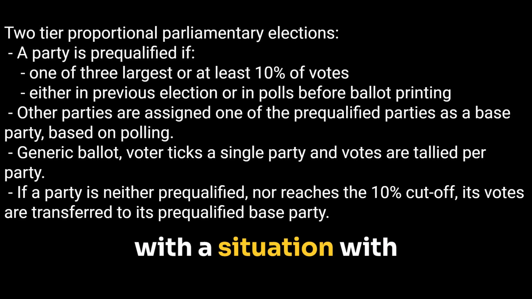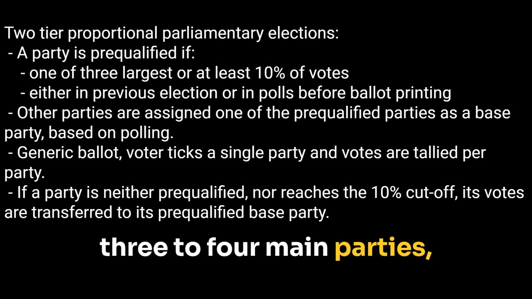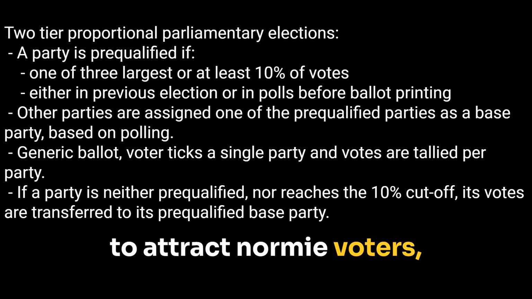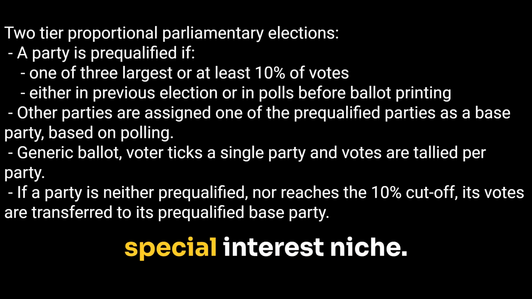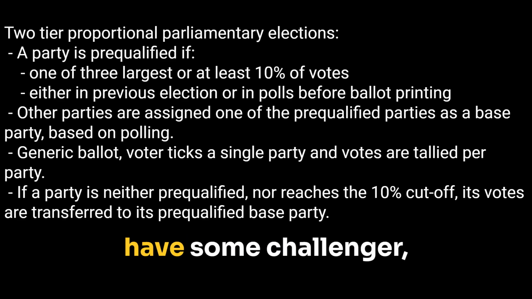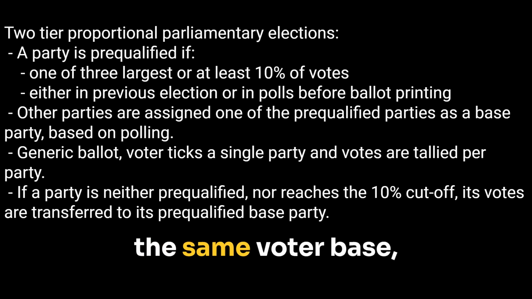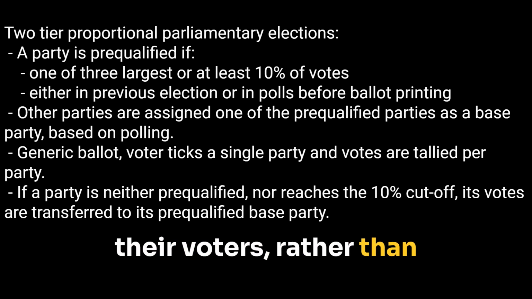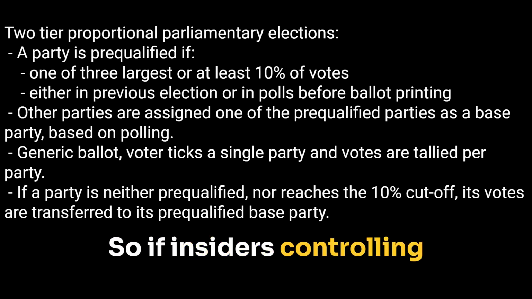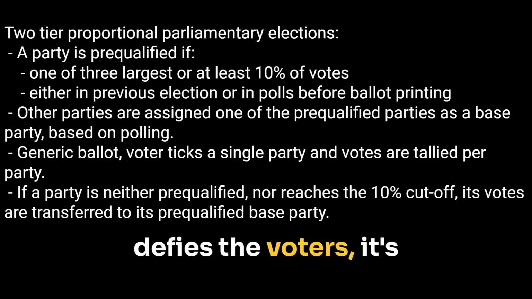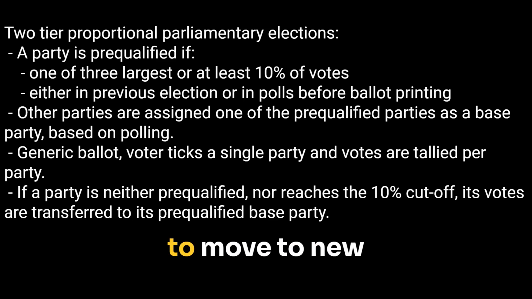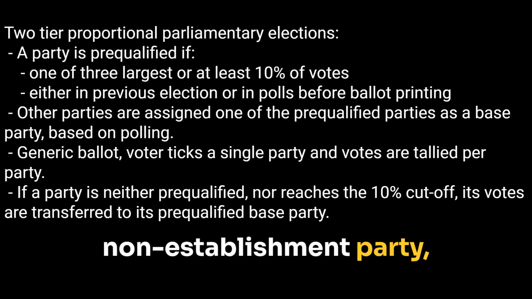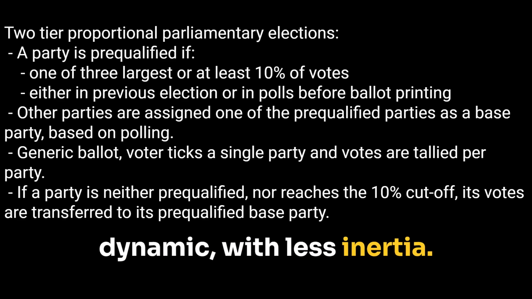You would likely end up with a situation with 3 to 4 main parties, large enough to strive to attract normie voters, instead of settling for a special interest niche. Most of the main parties have some challenger trying to appeal to the same voter base, pressuring the main party to be loyal to their voters rather than to the establishment. So if insiders controlling an old main party defy the voters, it's easier for the voters to move to a new non-establishment party, making the system more dynamic with less inertia.